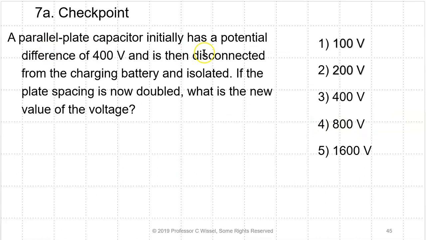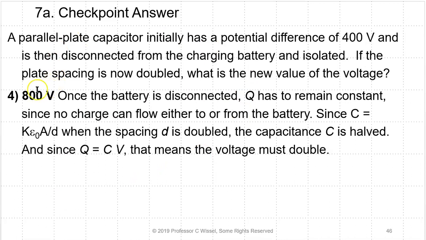A parallel plate capacitor initially has a potential difference of 400 volts and then is disconnected from the charging battery and isolated. If the plate spacing is now doubled, what is the new value of the voltage? Well, if it's disconnected from the charging battery, that means the charge will remain constant. So it'll end up being 800 volts. Once the battery is disconnected, Q has to remain constant, since no charge can flow either to or from the battery. Since C equals kappa epsilon naught A over D, when the spacing D is doubled, the capacitance C is halved. Since Q equals CV, that means the voltage must double.